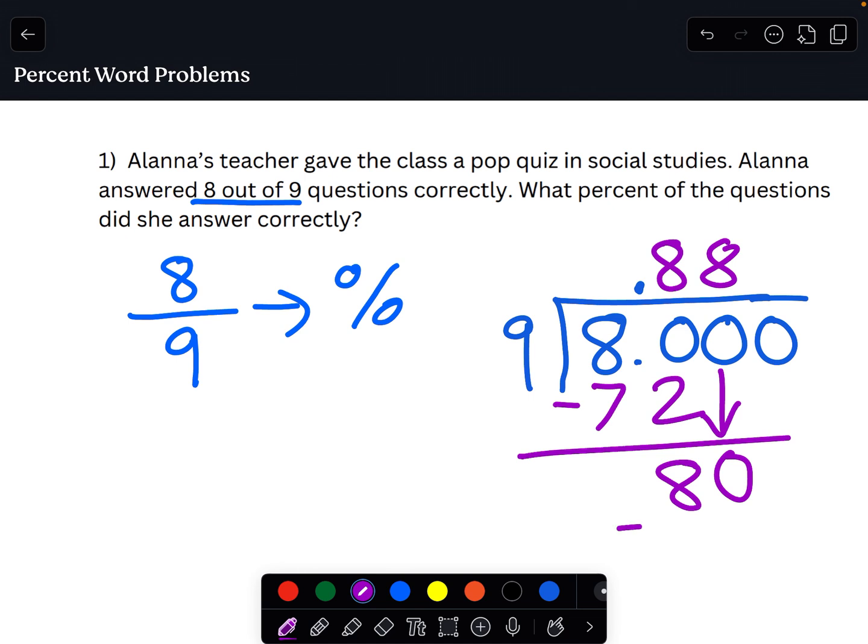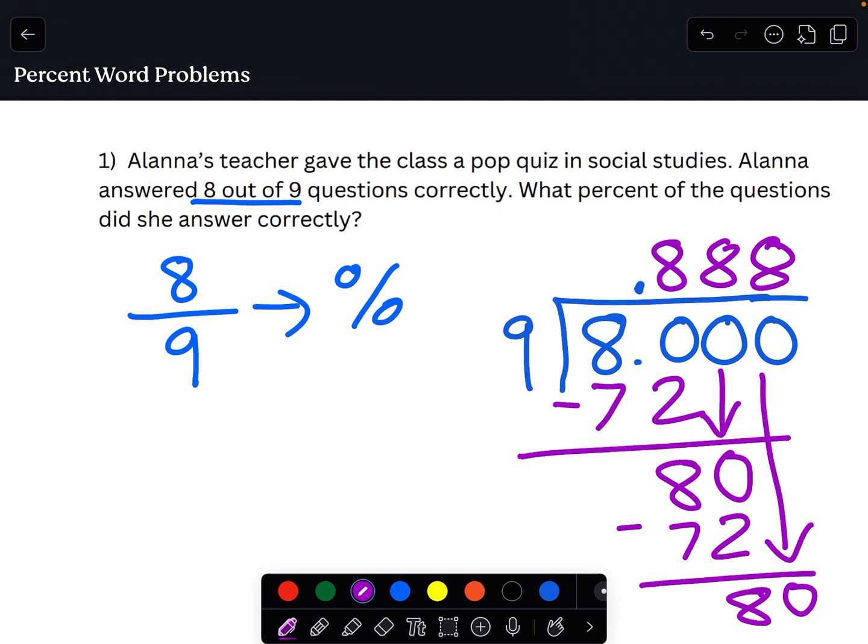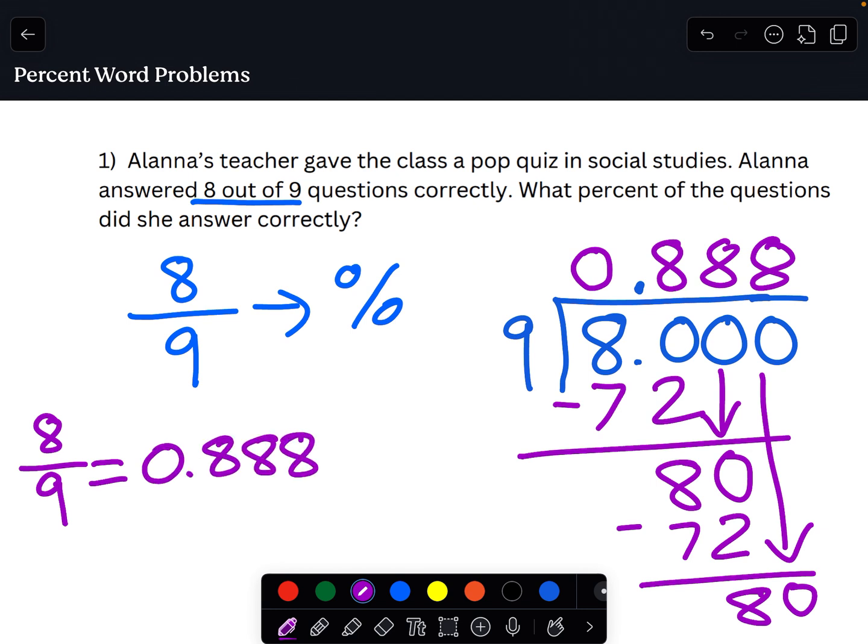Oh, I see a pattern developing. Do you see the pattern? Constantly bringing down and getting 80 again. So our answer is 0.888. So now we know 8/9 equals 0.888. I typically tell my students to round to the nearest whole number once in decimal form or percent form, because I like to deal with whole numbers.